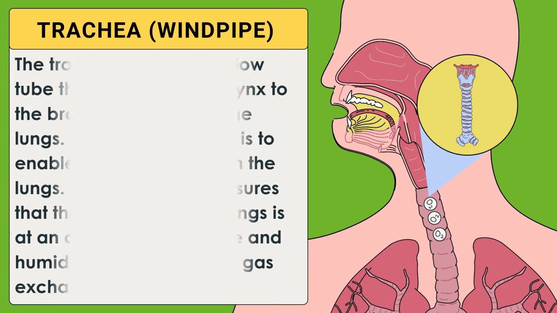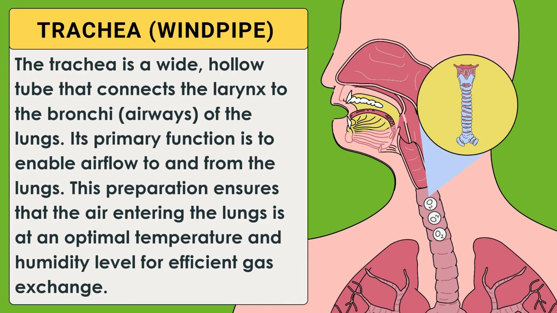Trachea, the windpipe. The trachea is a wide, hollow tube that connects the larynx to the bronchi, or the airways, of the lungs. Its primary function is to enable airflow to and from the lungs. This preparation ensures that the air entering the lungs is at an optimal temperature and humidity level for efficient gas exchange.